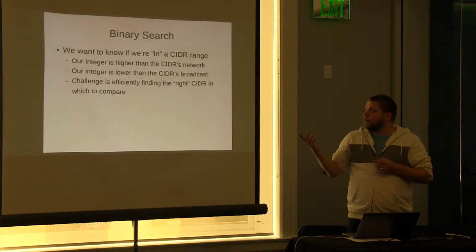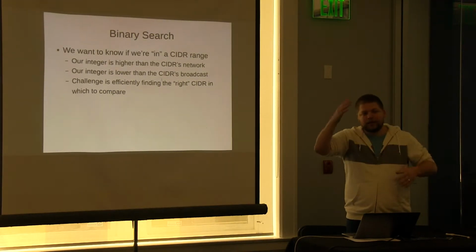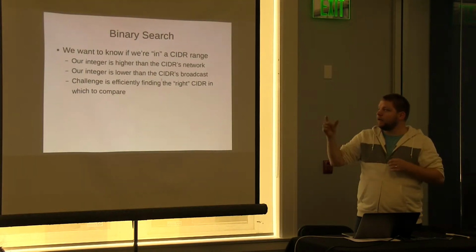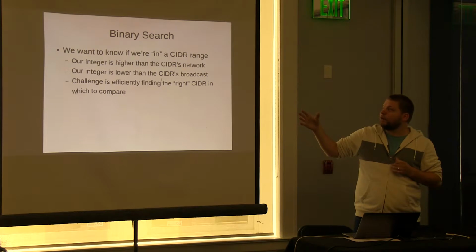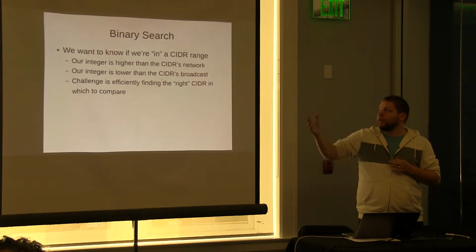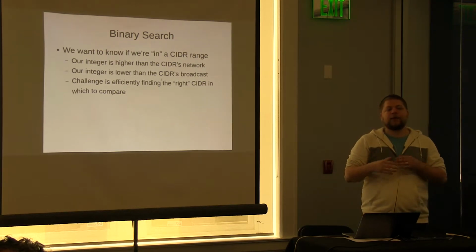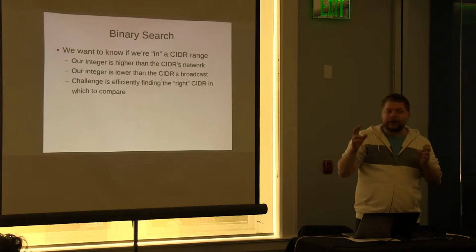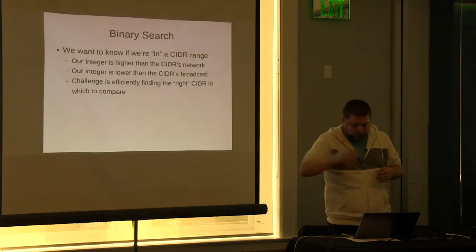So what we want to look for is a case in our giant list of 40 or 50,000 CIDR blocks where our integer, our IPv4 address that we're searching for, is greater than a CIDR's network value, but lower than a CIDR's broadcast value. And the broadcast value is when all of the bits are masked to 1. So the challenge is figuring out which one of these CIDR blocks we want to look at instead of just looking at all 40,000 of them.